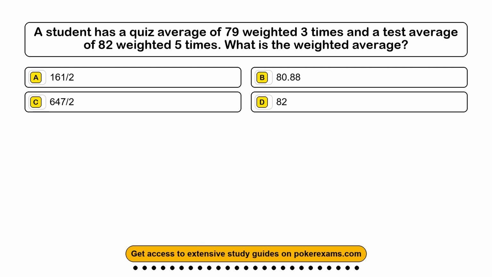Question 20. A student has a quiz average of 79 weighted 3 times and a test average of 82 weighted 5 times. What is the weighted average? Option A 161/2. Option B 80.88. Option C 647/2. Option D 82.